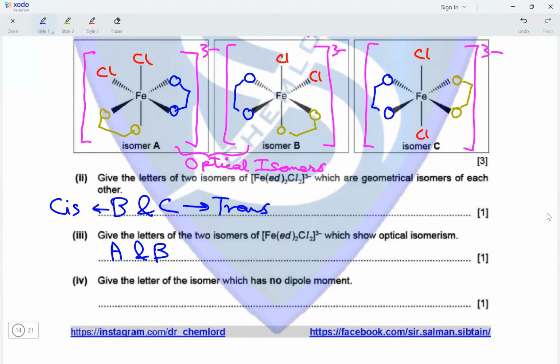Give the letter of the isomer which has no dipole moment. An isomer with no dipole moment has the ligands placed diagonally opposite to one another, which is the trans isomer, which is isomer C.